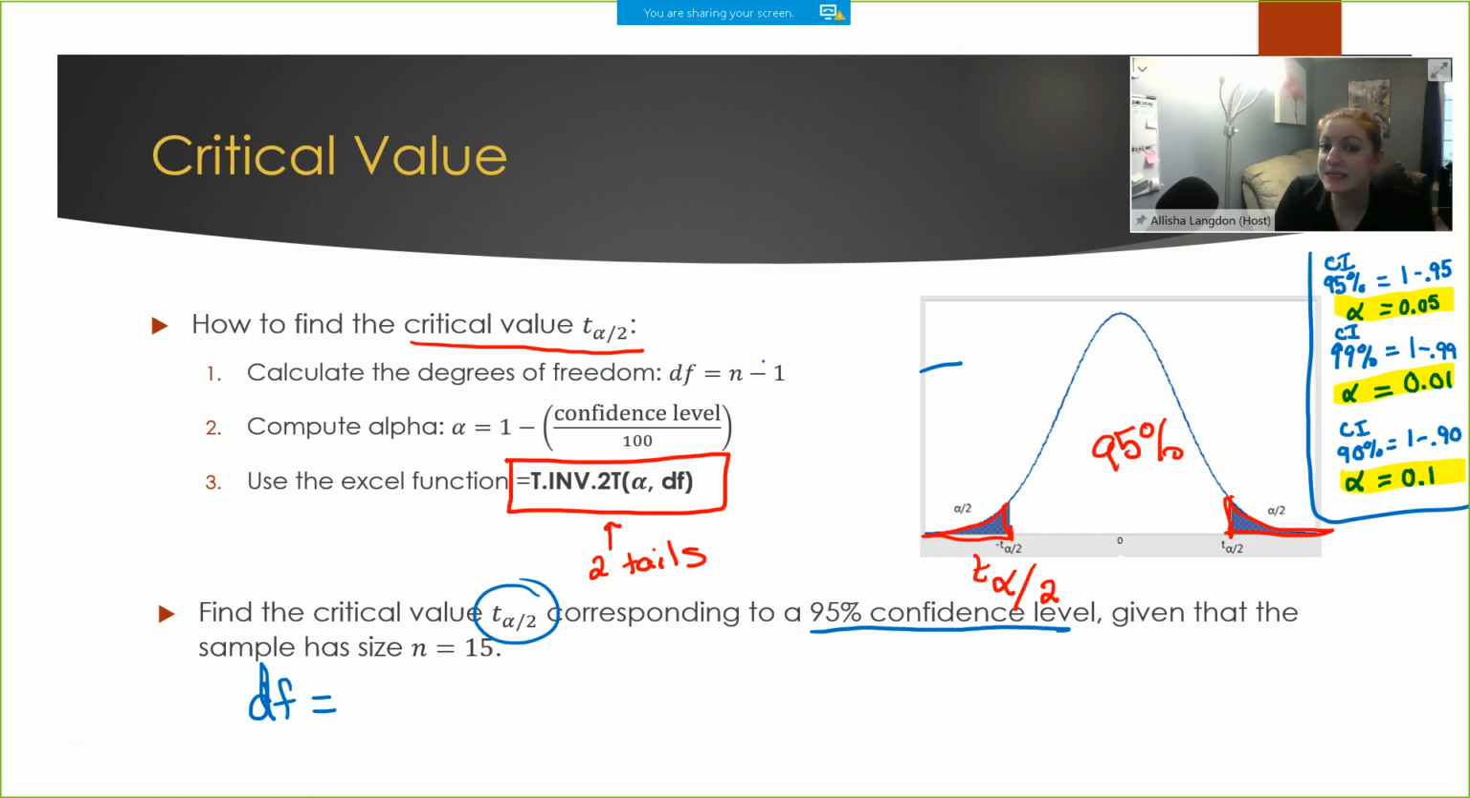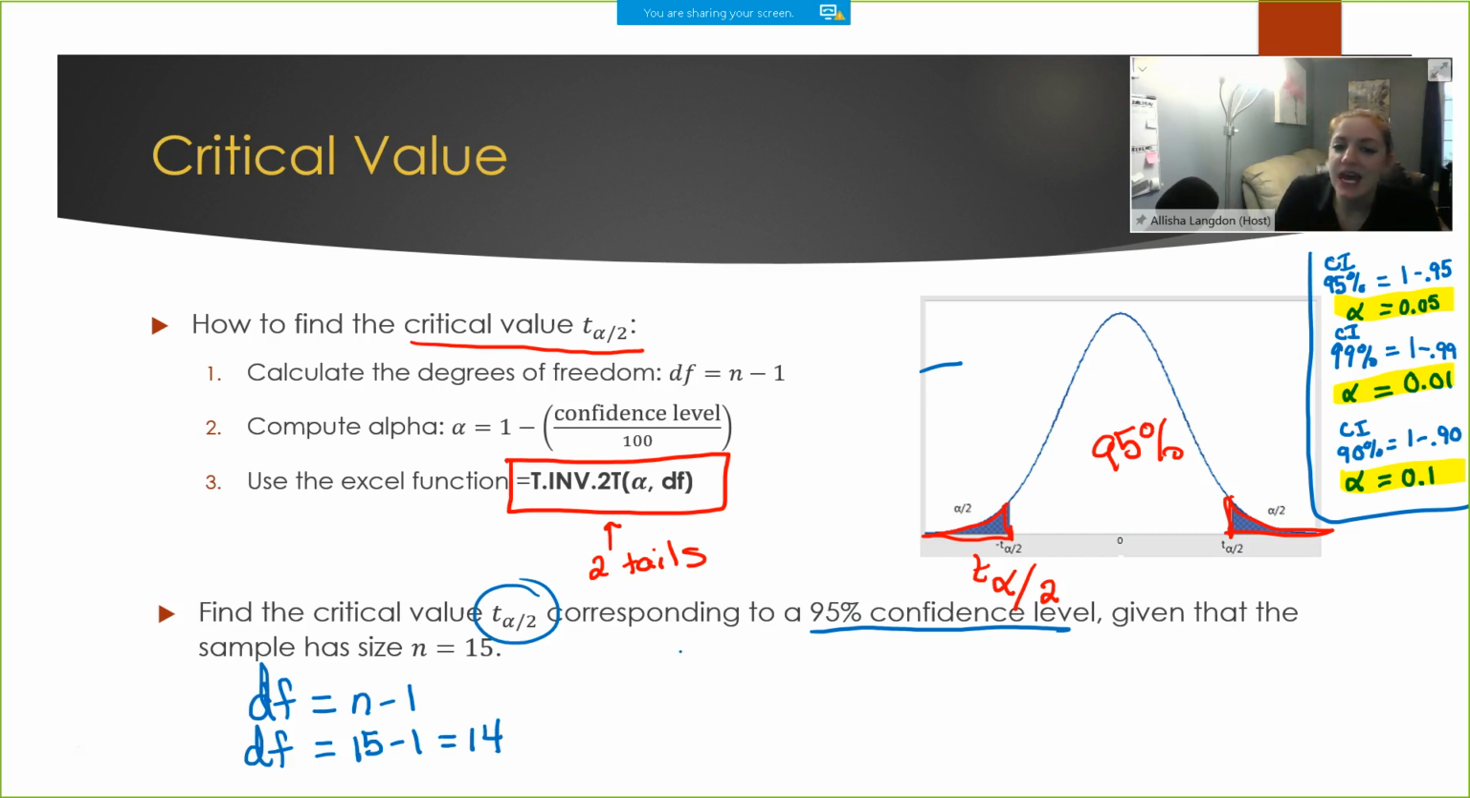So degrees of freedom is n minus 1. Very good, n minus 1. Since my n is 15, I'm just going to take 15 minus 1, which is 14. It's going to be my degrees of freedom. You don't really have to write it out, you can do it in your head if you want to, but for the sake of notes, you probably want to have it all written out.